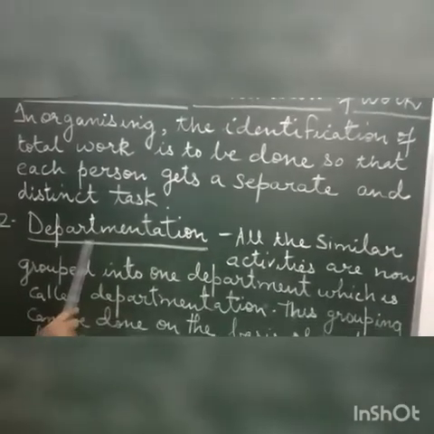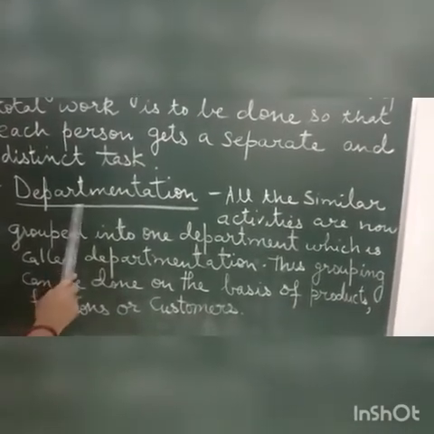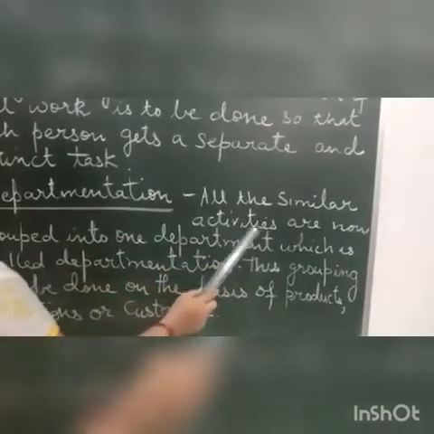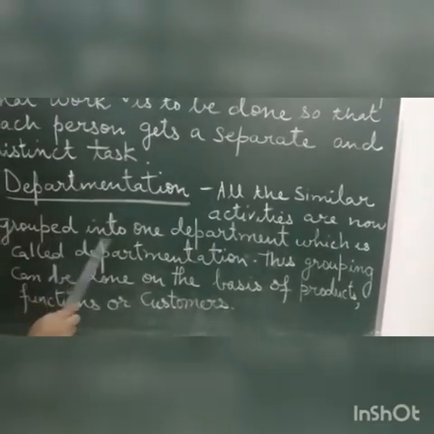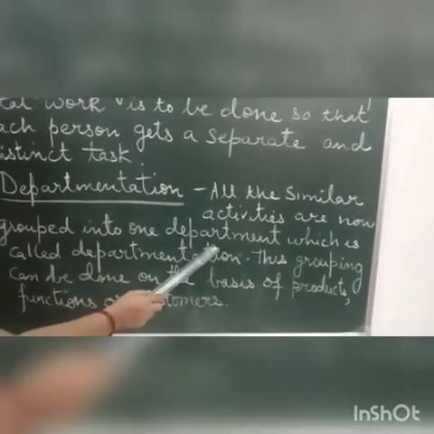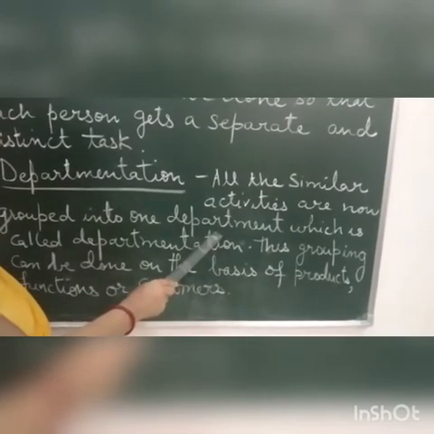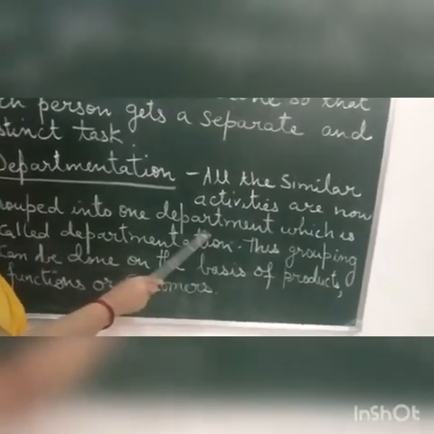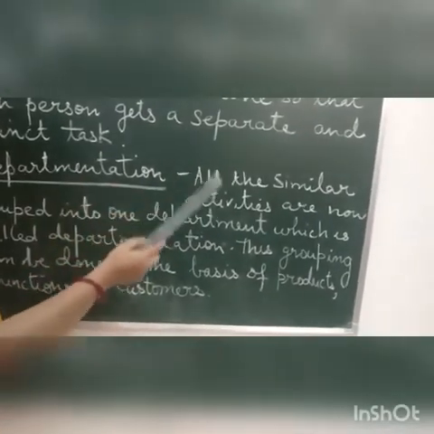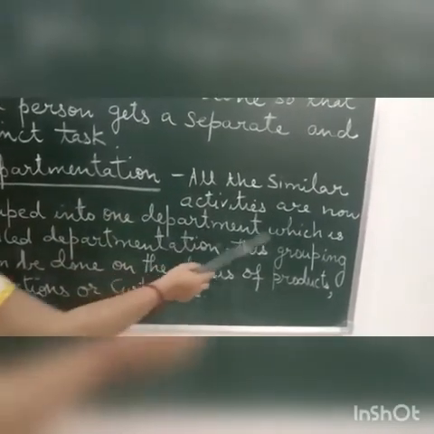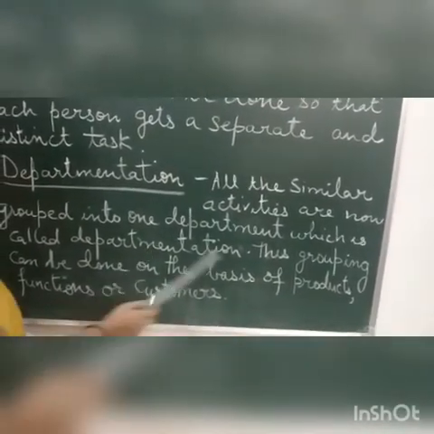Next step in this process is departmentation. It is also called grouping of work. All the similar activities are now grouped into one department. Suppose the activities are on the basis of production or sales or marketing. So all the activities of one particular function will be grouped into one department, which is called departmentation. So this process is called departmentation.